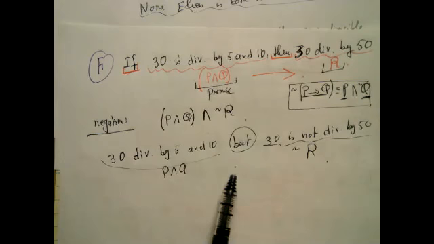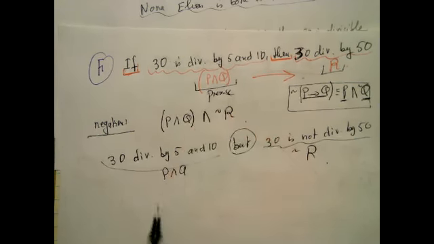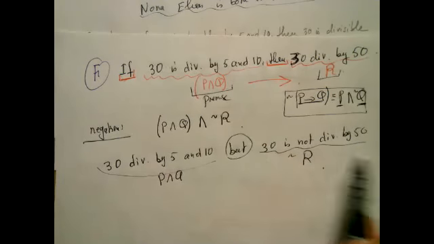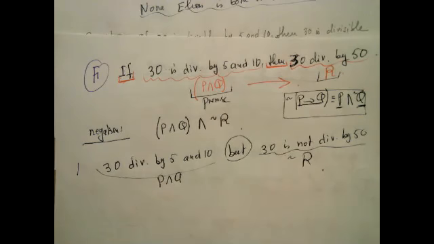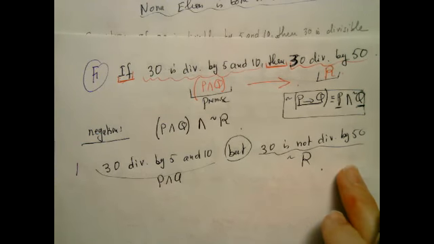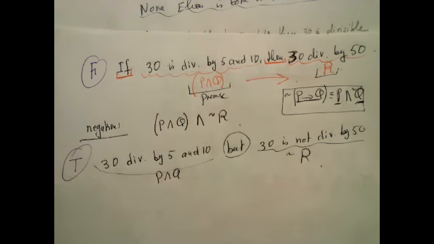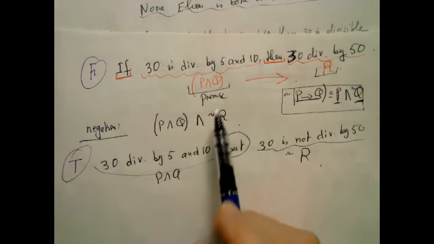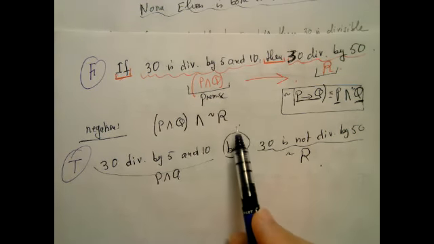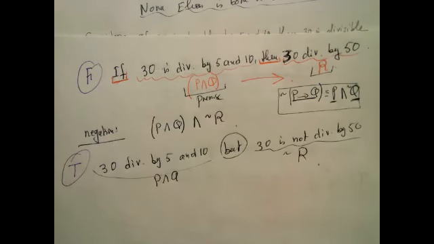Now, is the negation true? Of course, because the hypothesis is true. We know that the hypothesis is true. 30 is not divisible by 50, that's the true statement. So that's a true statement, right? So again, how do you negate if then? It's the hypothesis, whatever it is, and non-conclusion. It's not an if then, you don't touch the hypothesis, P and Q and non-R.